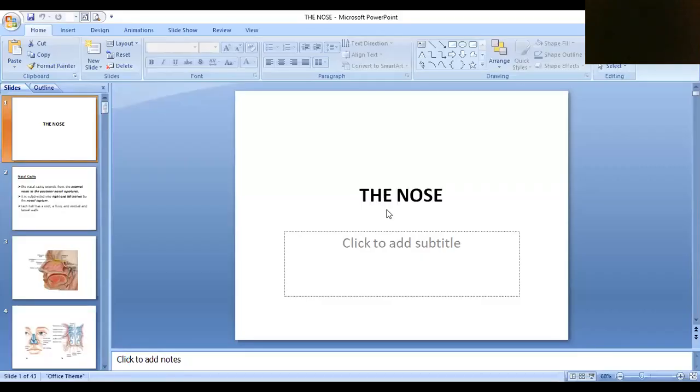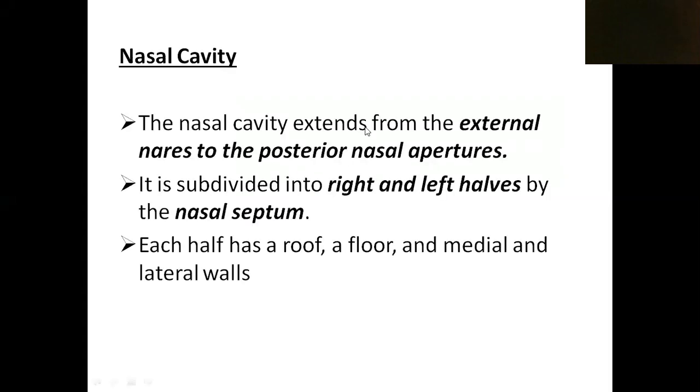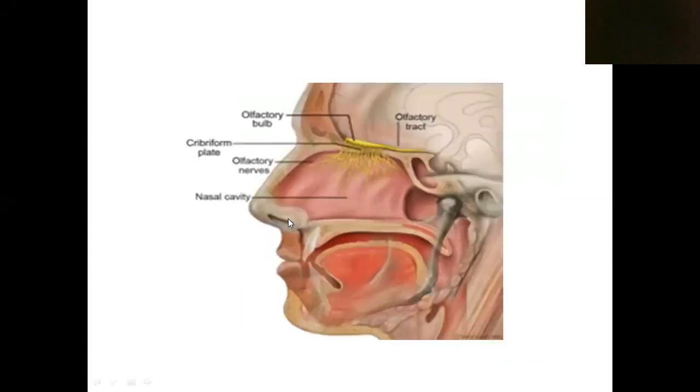Now we are going to see the nose. What are the features of the nose? Nose or nasal cavity. The nasal cavity extends from the anterior nasal aperture to the posterior nasal aperture. See this opening, this is the anterior nasal aperture.